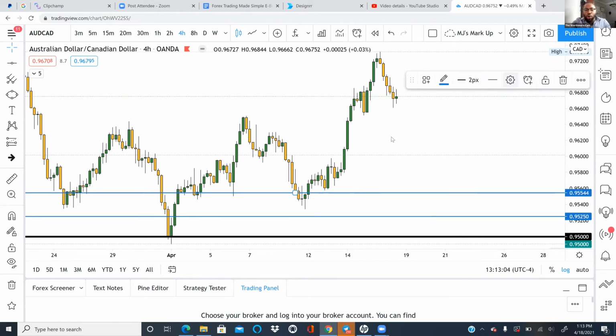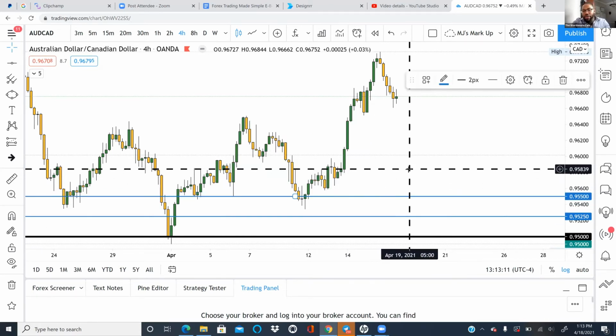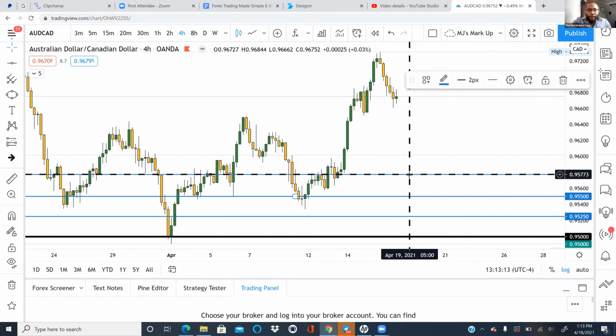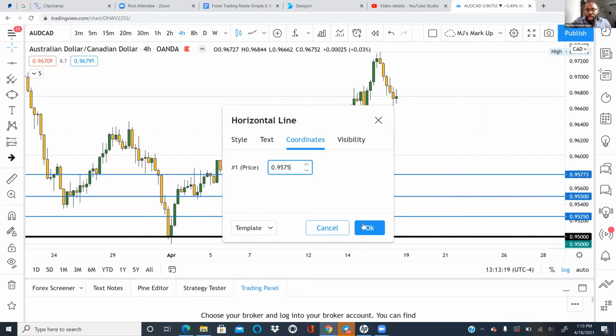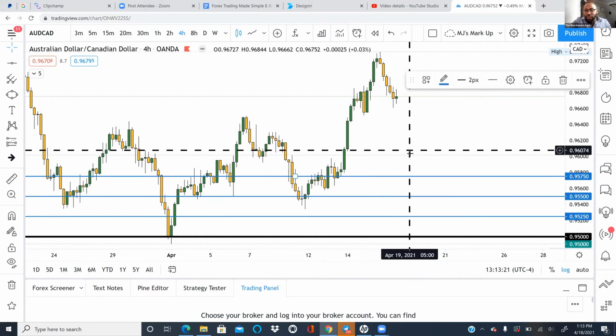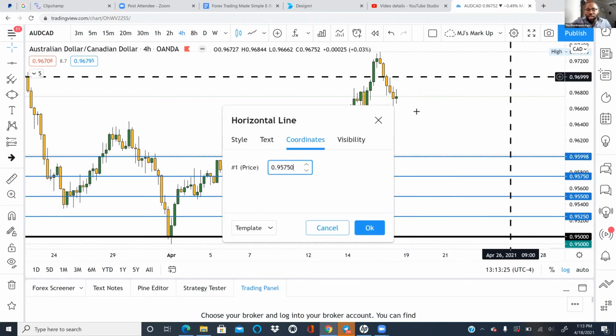Okay, and I put my minor quarter levels in blue, 2 pixels. 9550 is that one. Next one up is, you guessed it, 9575. Okay, 9575. Next one up after that is 96 flat. See how clean this is? You see how price is reacting to these numbers?